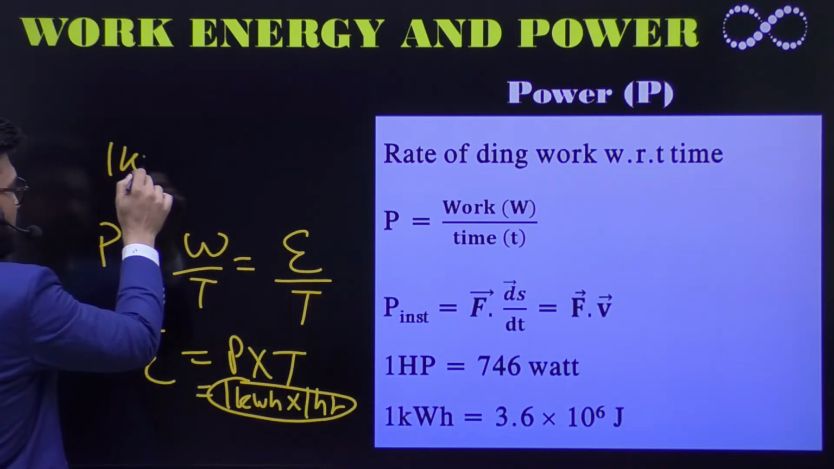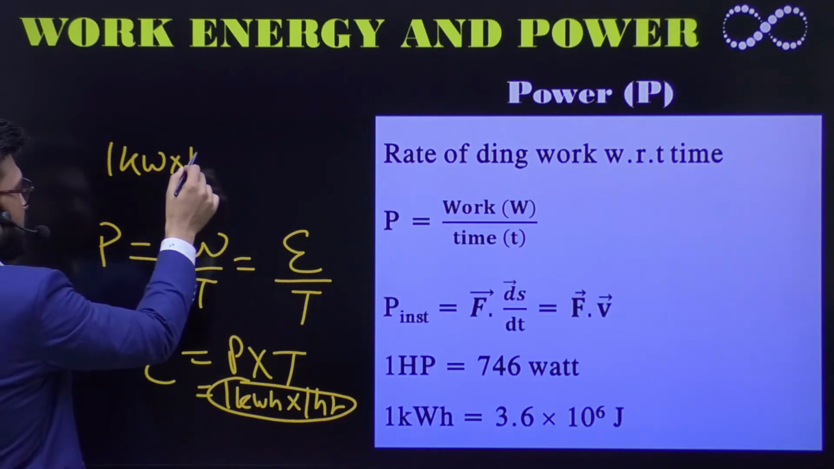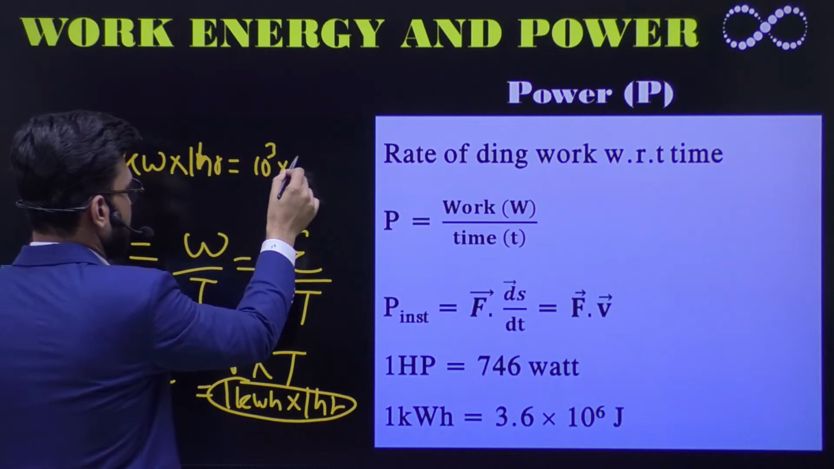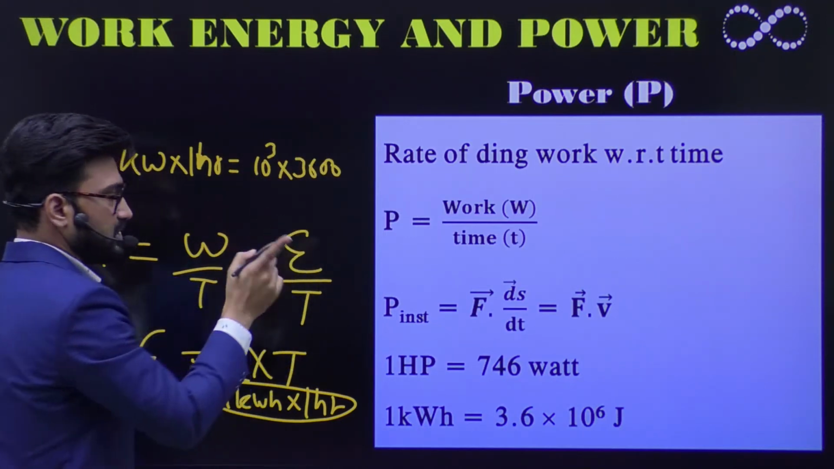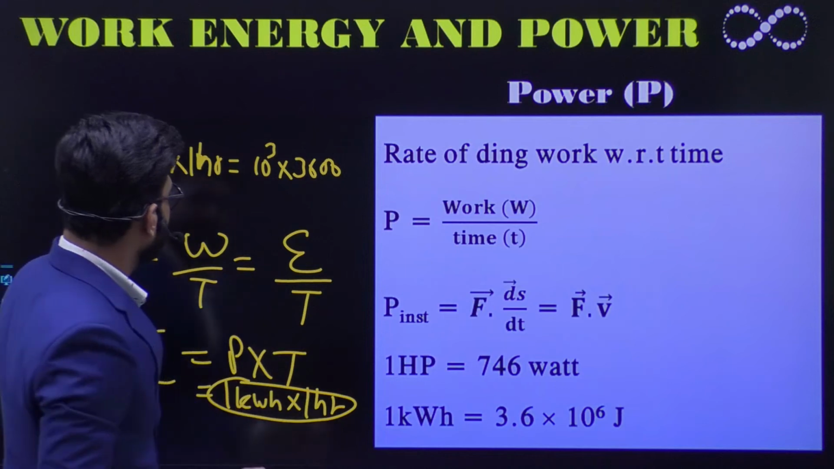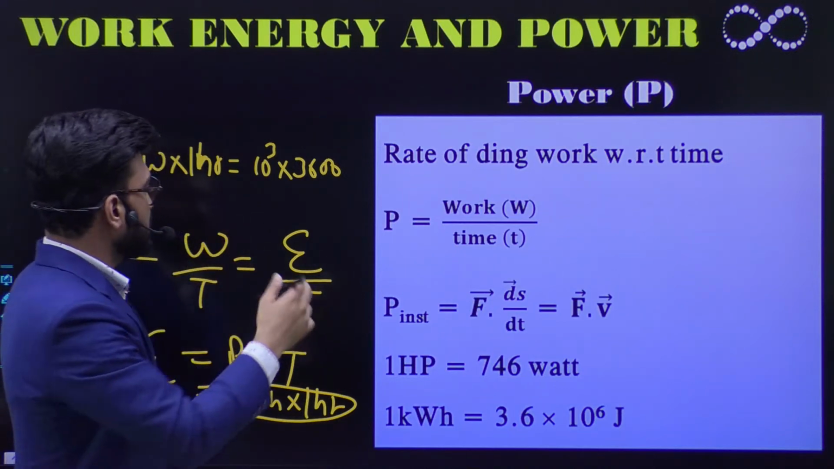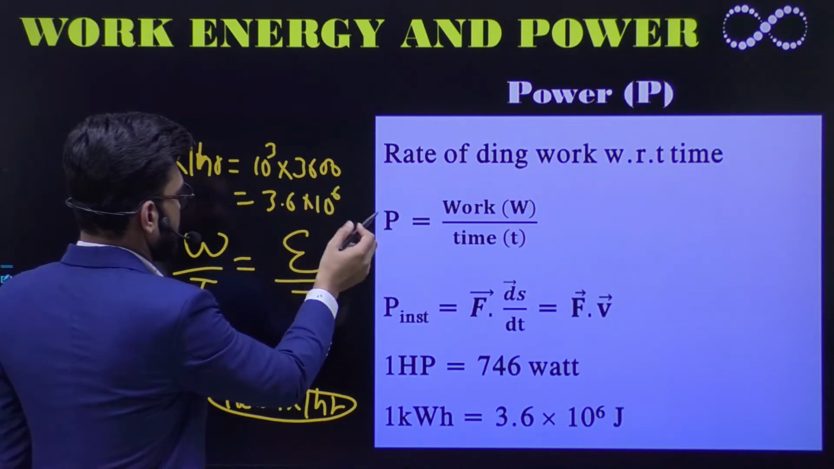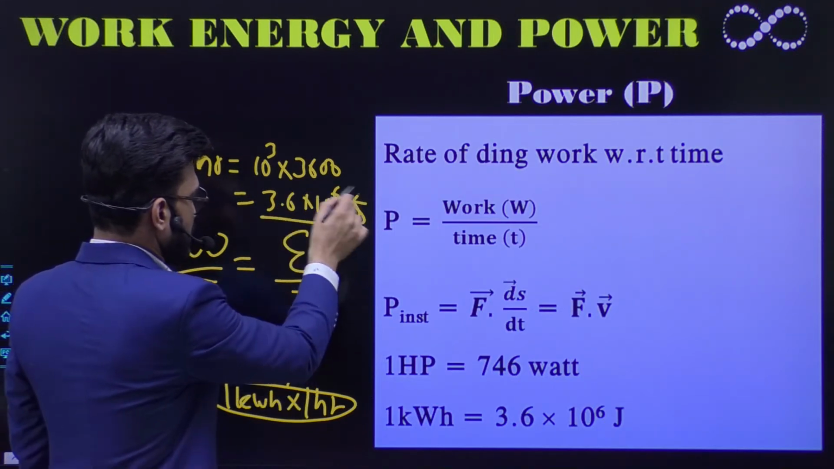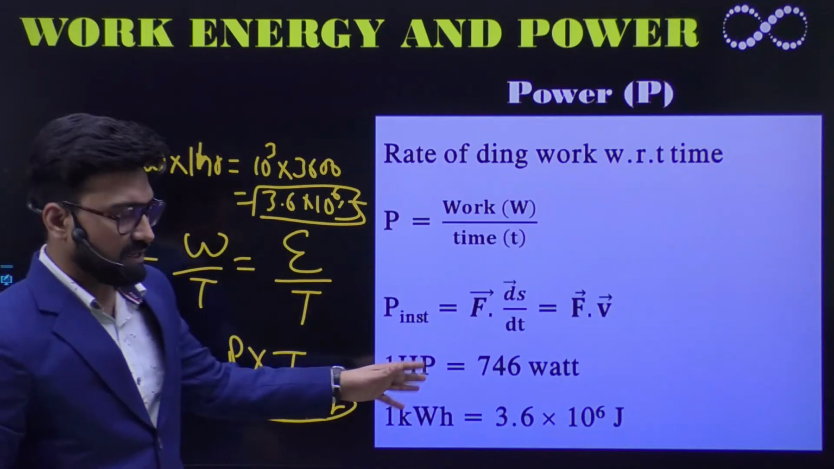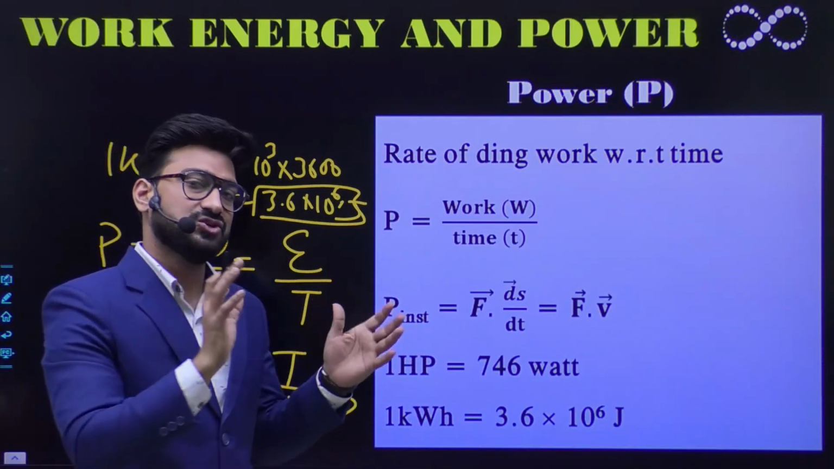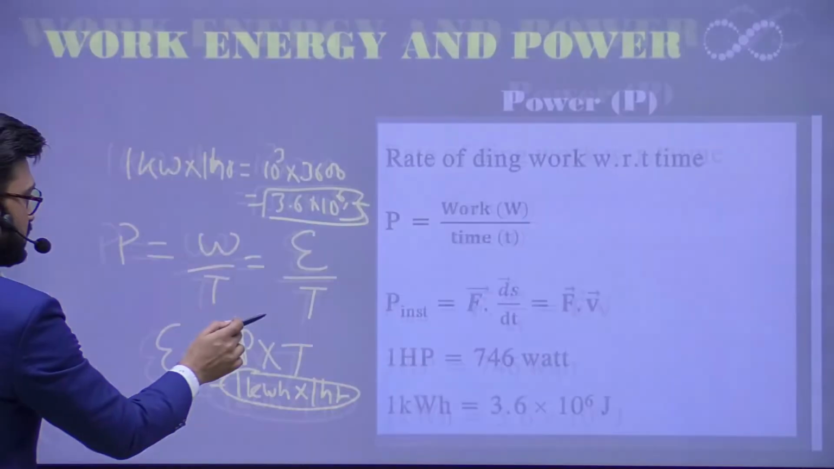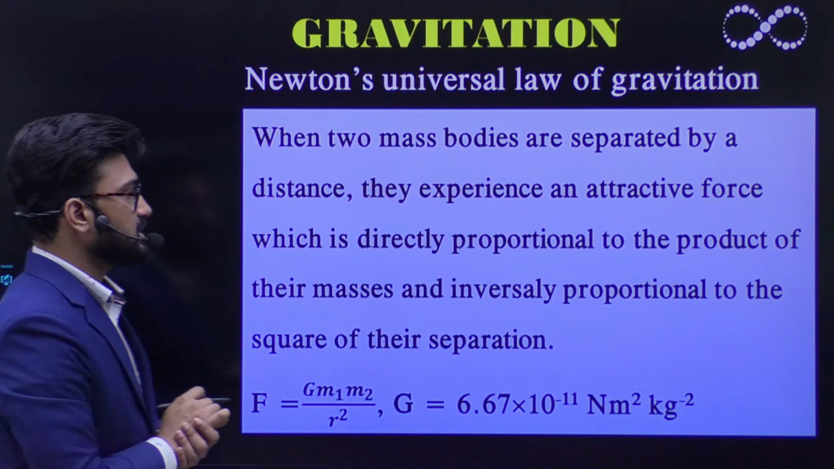We know that 1 kilowatt into 1 hour is nothing but 1000 multiplied by 3600 second. 1 hour is equivalent to 3600 second, and kilo is nothing but 1000. So it would be 3.6 into 10 raised to power 6 joule. Okay, so these are the things that you must remember as far as your NTSE stage 1 is concerned. So this is all about work done. We'll be moving to the next chapter, which is gravitation.